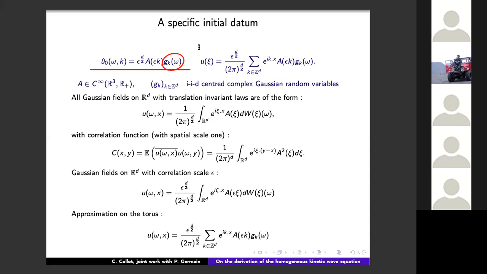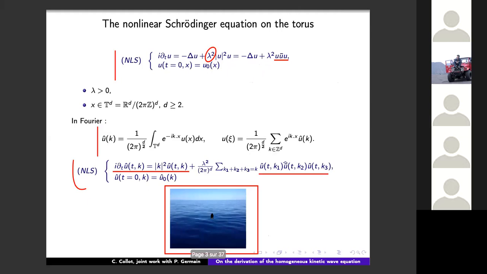So you may ask why this very specific initial data. And here is an explanation. So I go back to my picture of the ocean here, and I want to have a problem on the torus, which should, okay, in some sense, look like that.